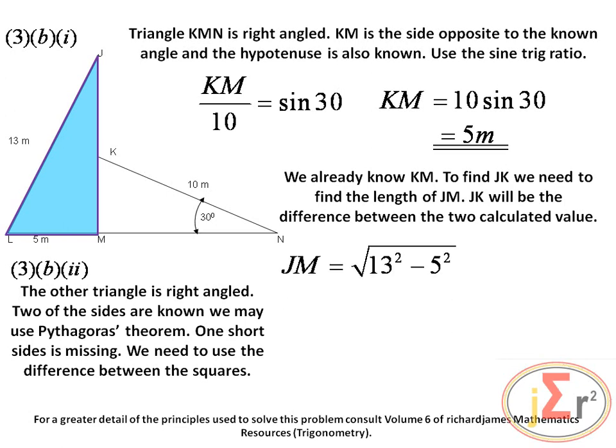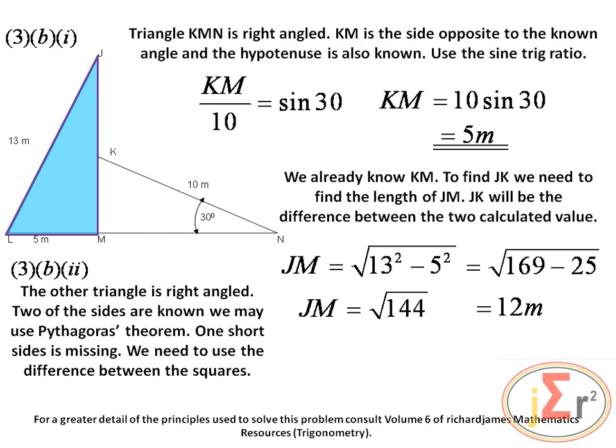So we have JM is equal to the square root of 13 squared, which is the hypotenuse squared, minus the square of the length of the other short side. 13 squared is 169 and 5 squared is 25. Subtracting, we get JM is equal to the square root of 144, and of course JM is equal to 12 meters. So that is the entire thing. JM is 12 meters and KM is 5 meters. So JK is equal to 12 minus 5, which is equal to 7 meters.